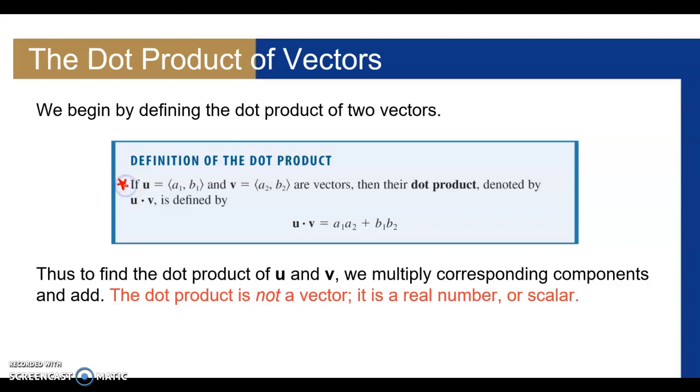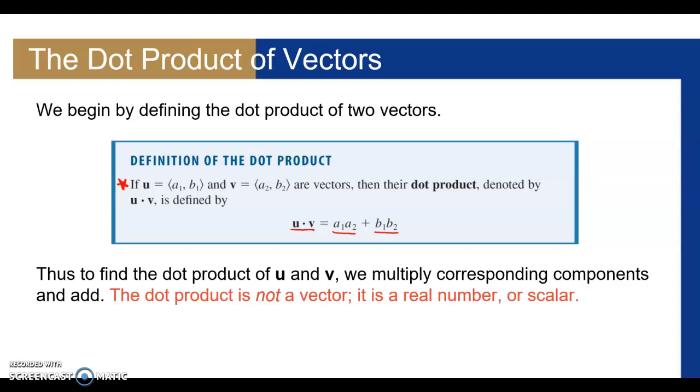If we have vector u, which has a horizontal component of a1 and a vertical component of b1, and vector v, which is going to be our a2, b2, the dot product of these two vectors can be represented right here. So we say the dot product of u and v is equal to, and what we do is we take the horizontal components from both vectors and we multiply them together. We also take the vertical components of both vectors and we multiply them together. So we have a1 times a2 and b1 times b2.